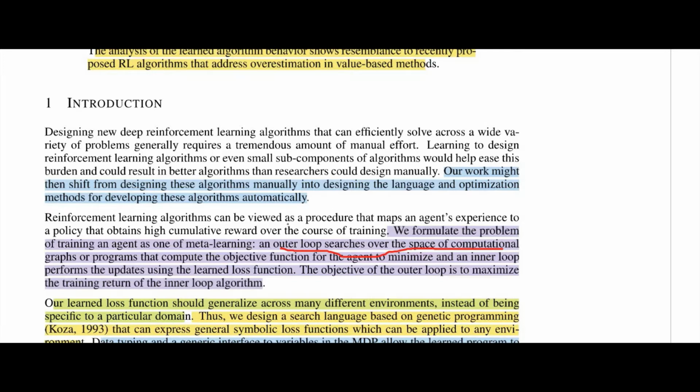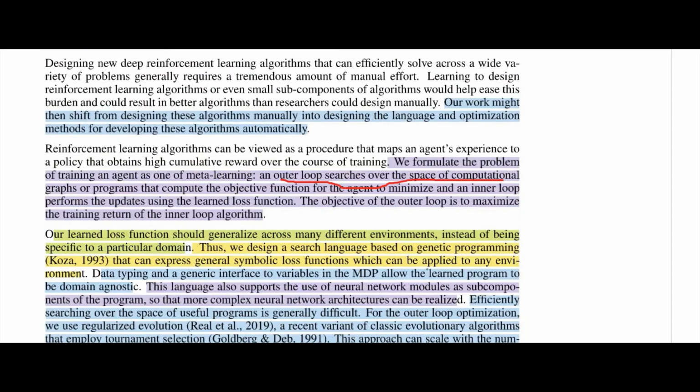Now they formulate their problem as a meta-learning algorithm with two loops. You have an outer loop which searches over the space of computational graphs to compute the objective function for the agent to minimize. So basically you have an outer loop which searches over the various possible computation graphs. And what that computation graph represents is the loss function. When you are training an RL agent, a deep RL agent, it usually minimizes some sort of loss function, right?